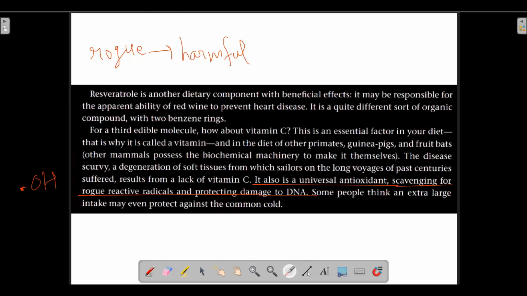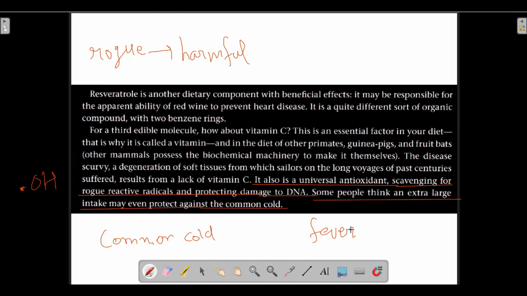Some people also think that if we take an extra large amount of vitamin C, it may even protect us against the common cold. The common cold is a very common flu which everyone gets during season change. It is the most common fever humans get, especially during seasonal changes.